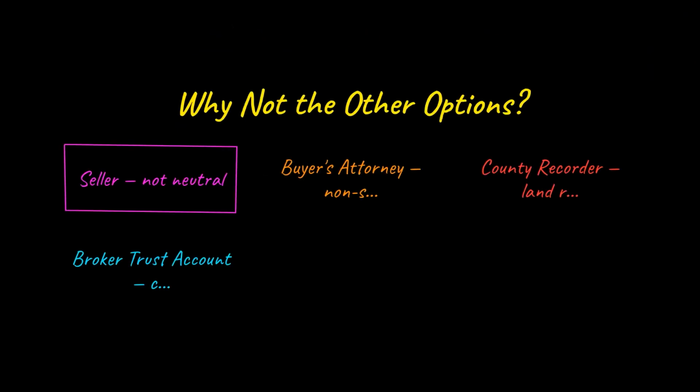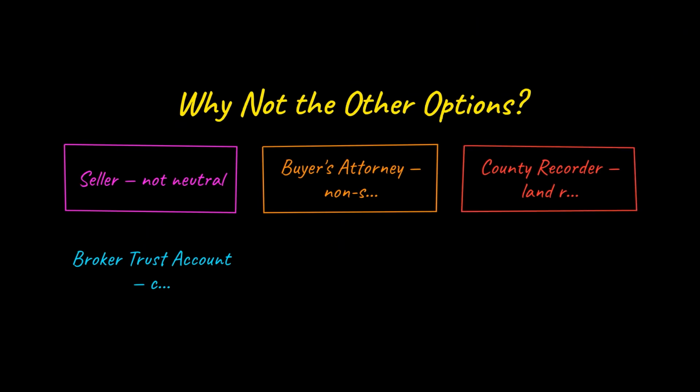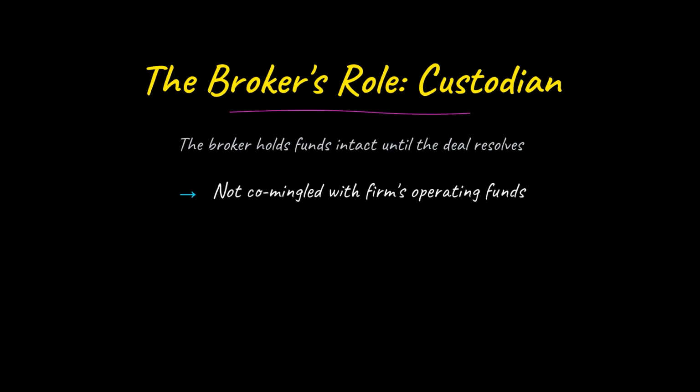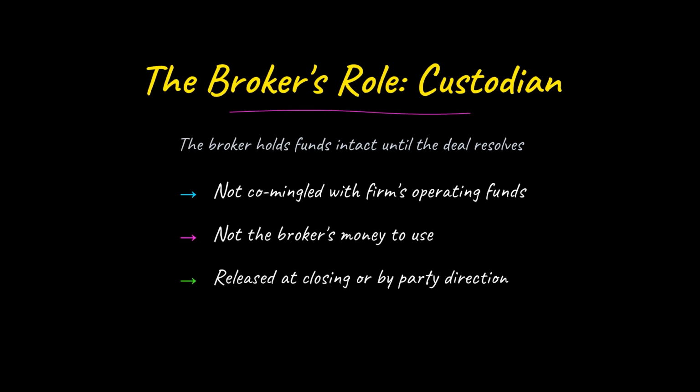Ohio examiners test whether you can identify the correct neutral holder. Giving funds to the seller strips away their protected status. Routing to the buyer's attorney is not the Ohio standard. The county recorder handles recorded land documents and has no role in holding earnest money whatsoever. The broker's job is pure custody. The funds are never commingled with the firm's money, and the broker cannot use them. The deposit is disbursed at closing or as the purchase agreement and parties direct.